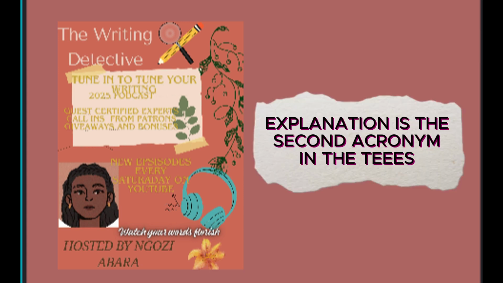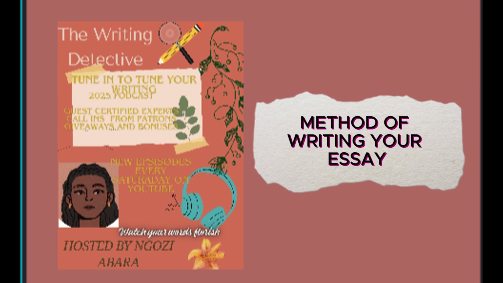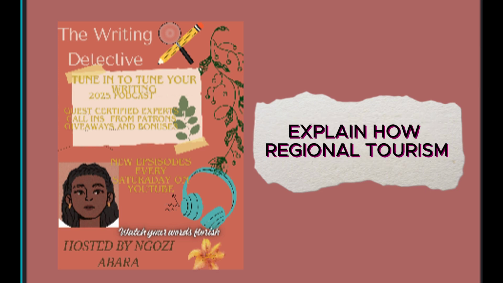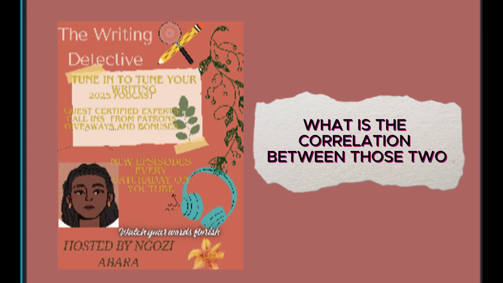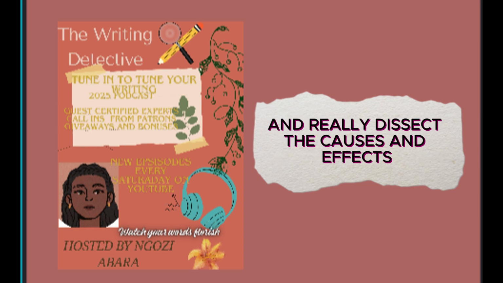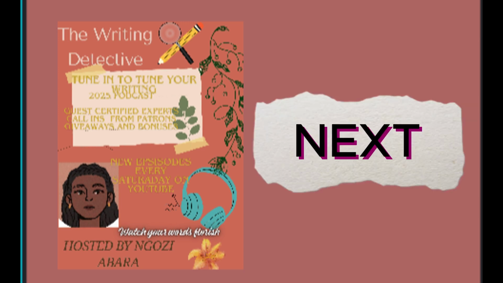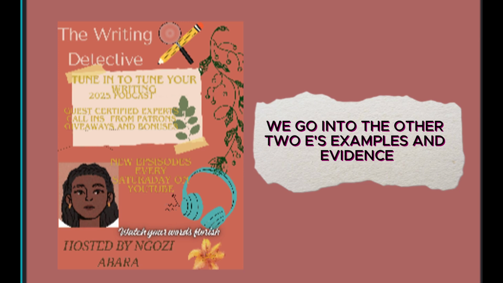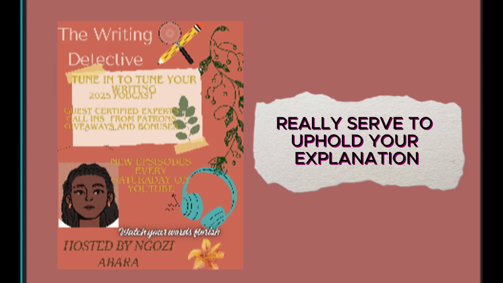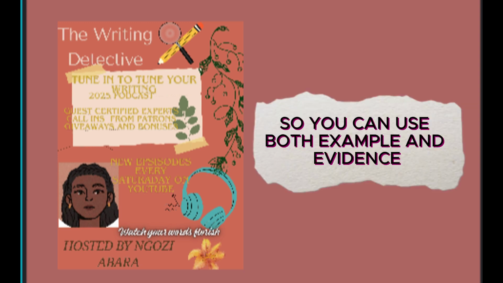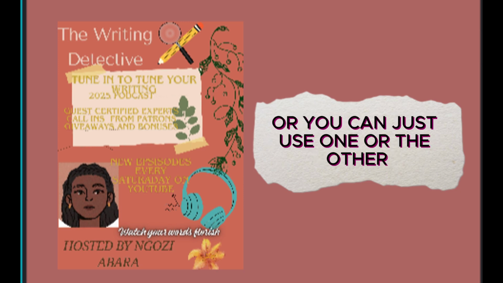Explanation is the second letter in the TEASE method of writing your essay. So, truly explain how regional tourism contributes to the unification of the Caribbean. What is the correlation between those two? And really dissect the causes and effects. Next, we go into the other two E's, examples and evidence, and your examples and evidence really serve to uphold your explanation. So you can use both example and evidence, or you can just use one or the other depending on how it's applicable.